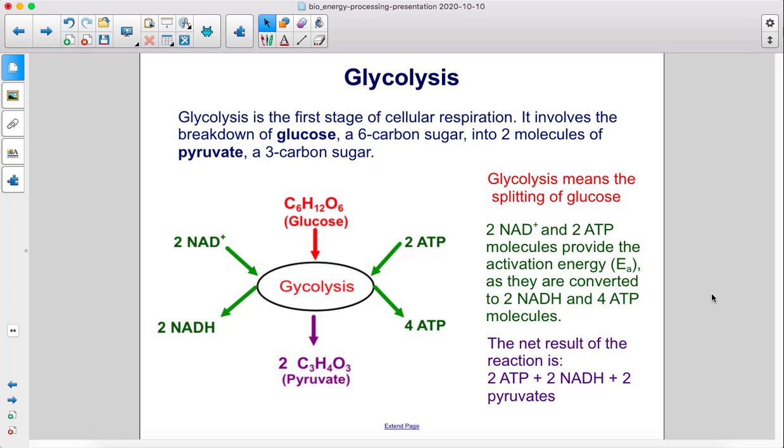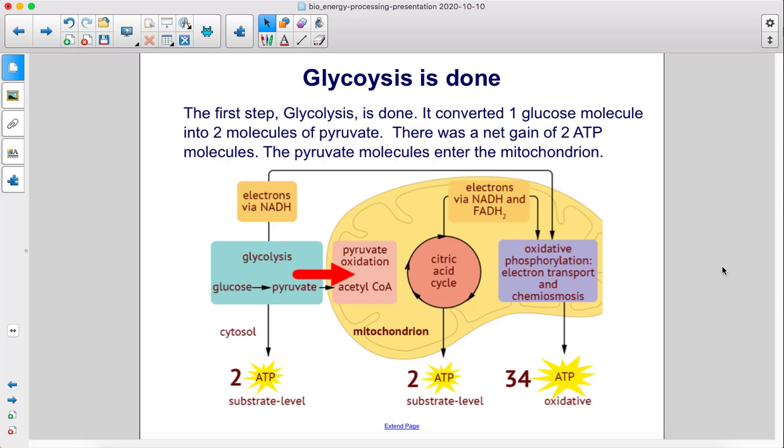2 NAD+ and 2 ATP molecules provide the activation energy as they are converted to 2 NADH and 4 ATP molecules. The net result of the reaction is 2 ATP plus 2 NADH plus 2 pyruvates. The first step, glycolysis, is done.